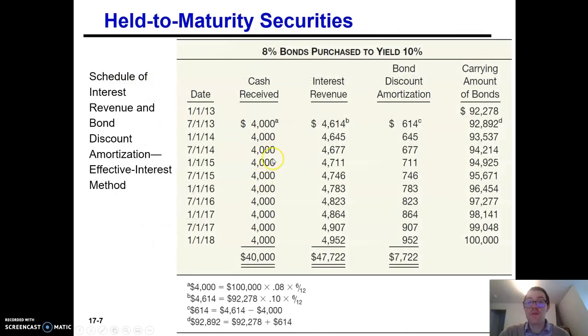Here is the amortization table associated with that purchase. So you can see we're starting with our original carrying value of the bonds. They are 5-year bonds which pay semi-annually. So you can see the 8% of 100,000 times half a year. You can see the $4,000 cash received every 6 months. And you have interest revenue. Again, the yield is 10%. So you're taking 10% times that carrying value times half a year. That's where we get those numbers.